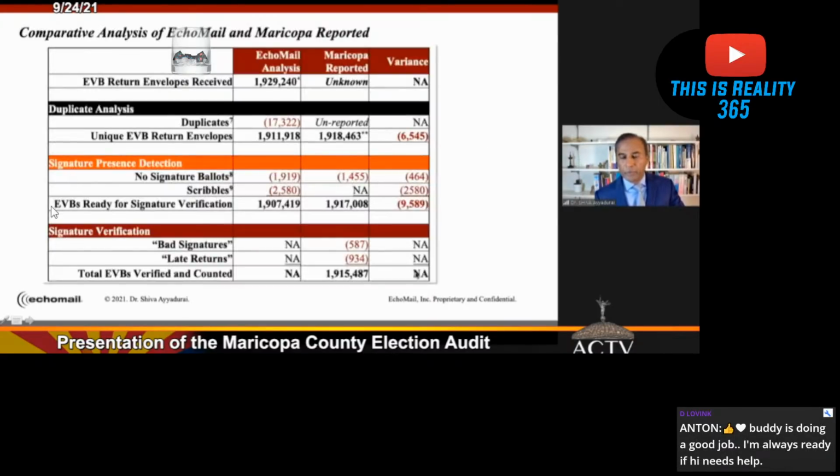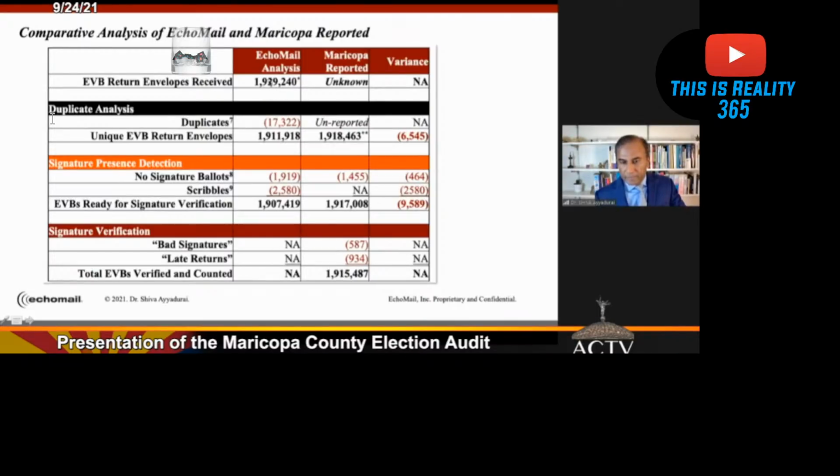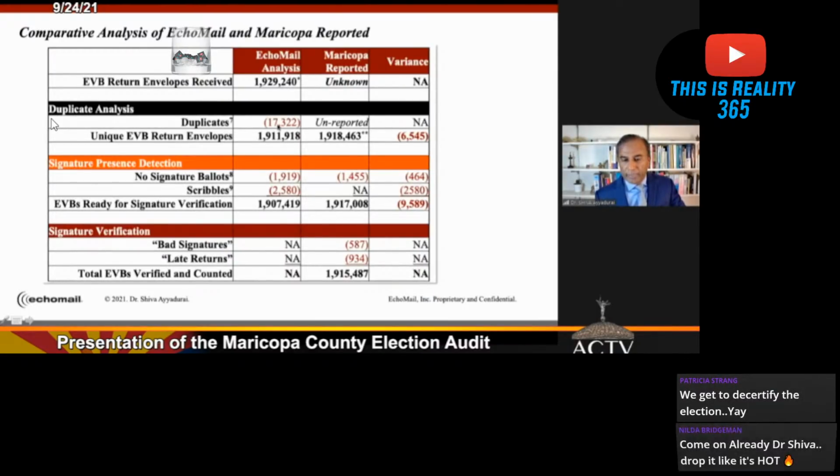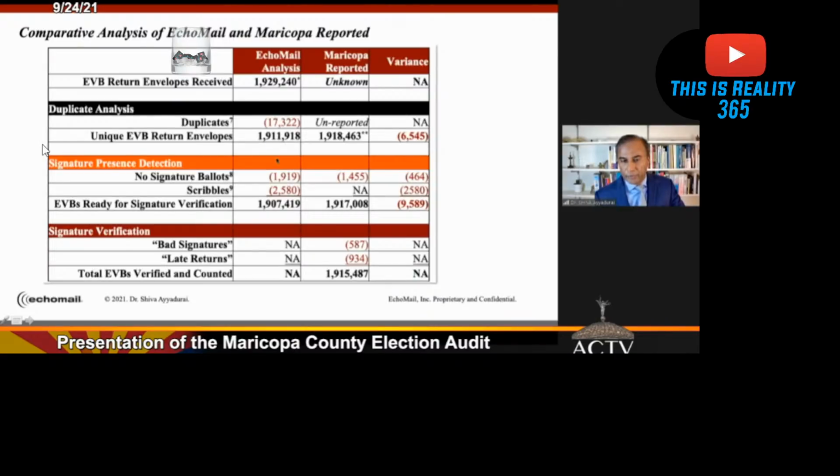Now let's do the comparative analysis, which is looking side by side at what Echomail uncovered from the audit and what Maricopa had. So how many EVB return envelopes were received? Well, in the disk drive that we received, this is a number, but we don't know. In fact, it's not reported in the Maricopa report how many actual return envelopes they received. The duplicates, we have 17,322, which will be subtracted. This is unreported. So when you compare the unique EVB return envelopes, what you find is that Maricopa has 6,545 more than we have in the possession of those image files after you remove duplicates.